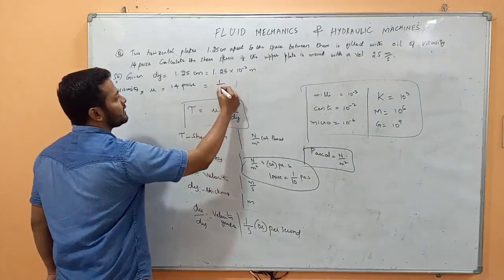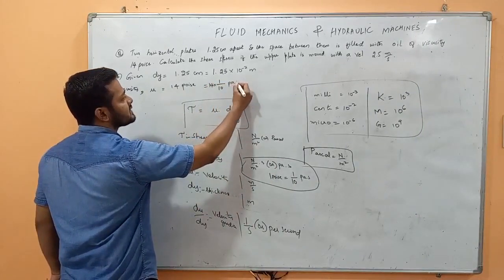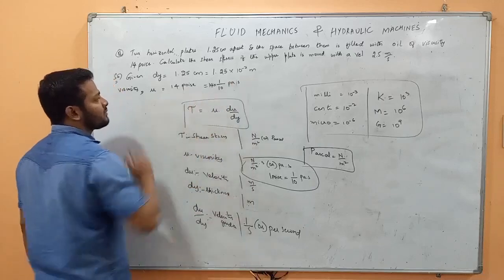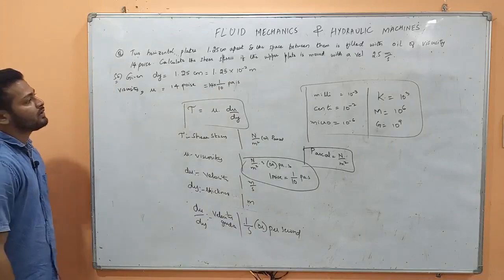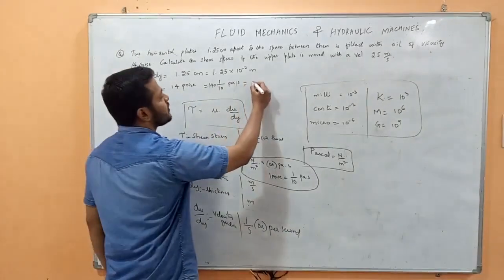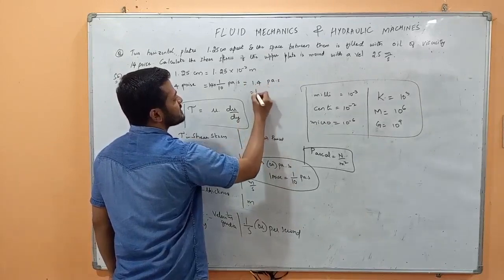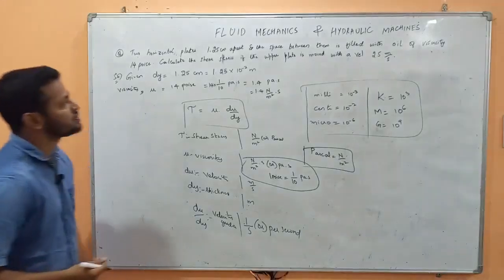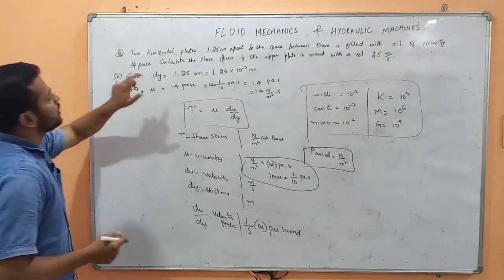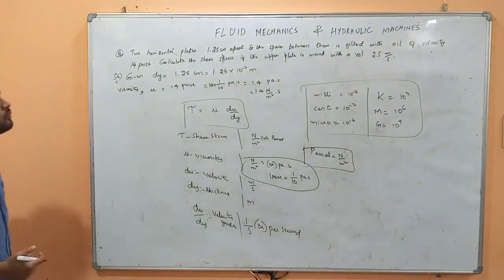So 14 into 1 by 10 Pascal second, because poise is not my SI unit, Pascal is my SI unit. So that is 1.4 Pascal second. Pascal can also be written as Newton per meter square into second, so don't get confused here. Next, calculate the shear stress if the upper plate is moved with a velocity of 2.5 meters per second.